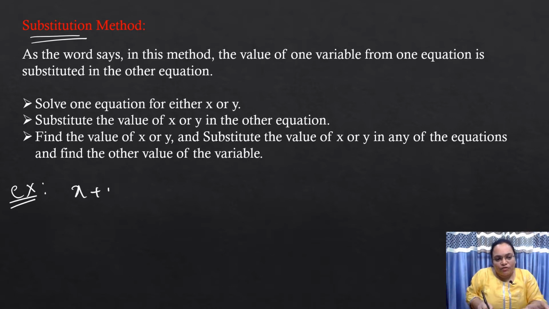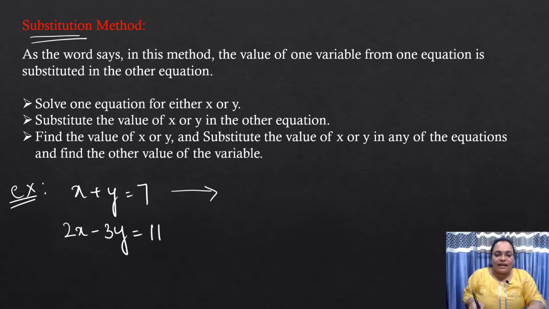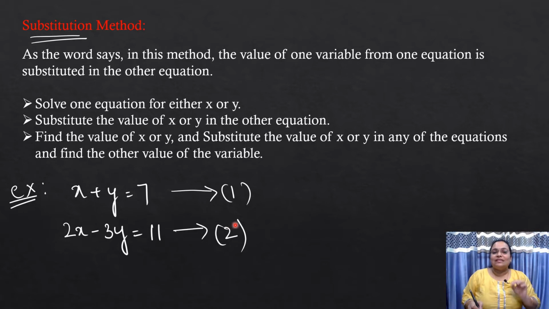if you take a pair of linear equations in two variables, that is x + y = 7 and 2x - 3y = 11. Okay. So we will take these equations as equation 1 and 2. From these two equations, first we will see which equation is easy or simple for us to solve. We can see equation 1 is easy, right? So from equation 1 we will solve for x or y.